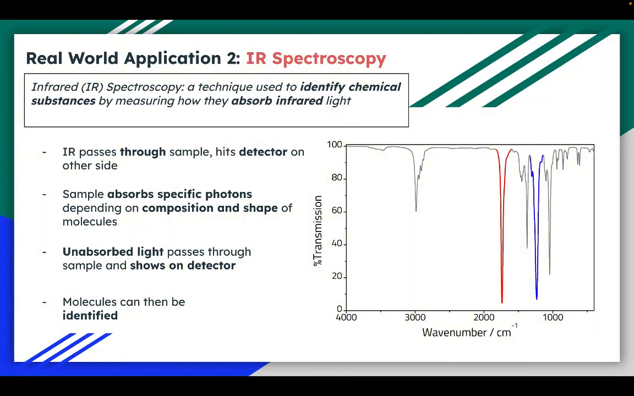When we know which lights are passing through the sample, we know which photons are being absorbed by the sample as well. And because specific molecules absorb specific photons, we're able to identify what molecules make up a given sample or substance using IR spectroscopy.